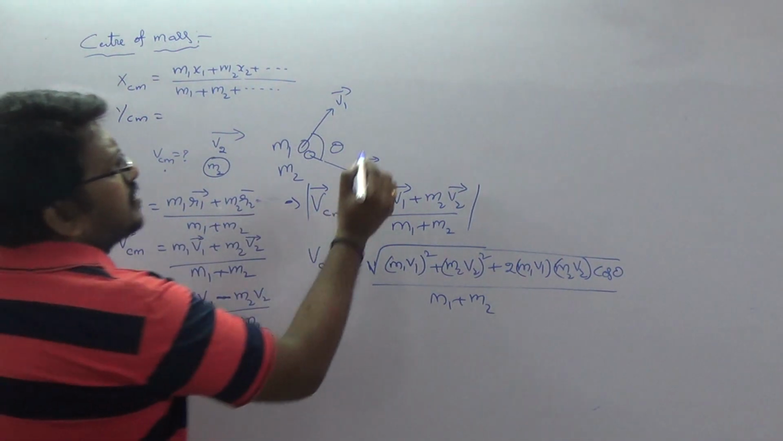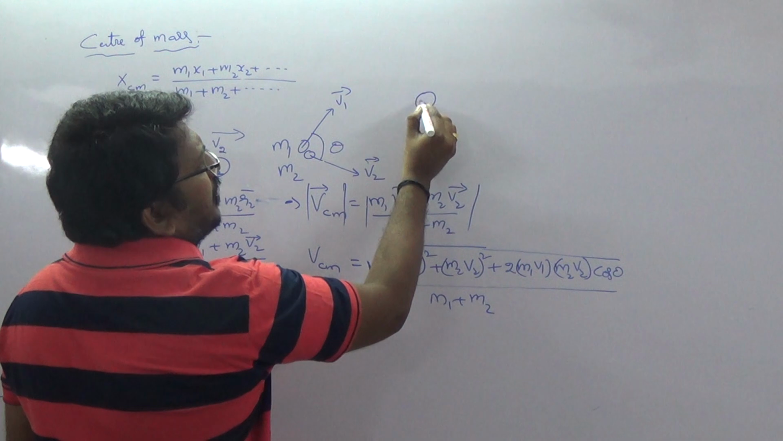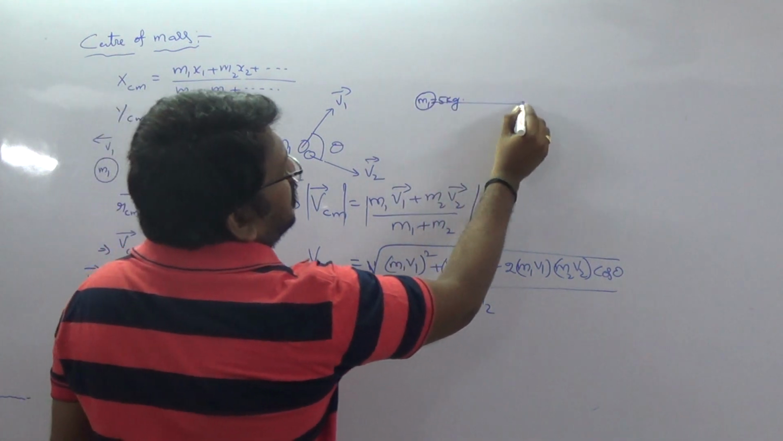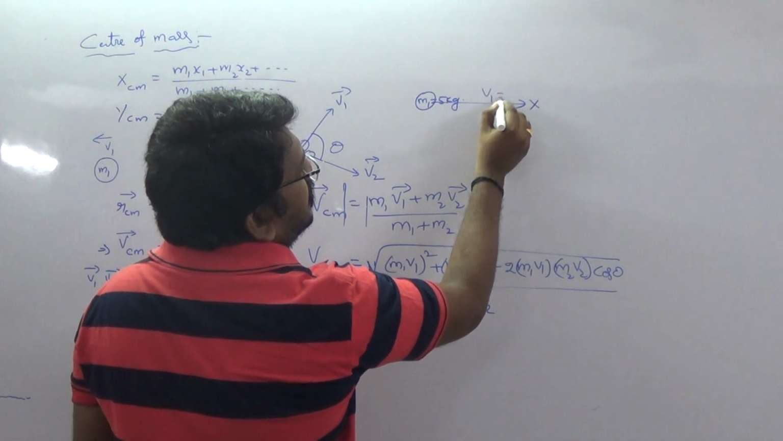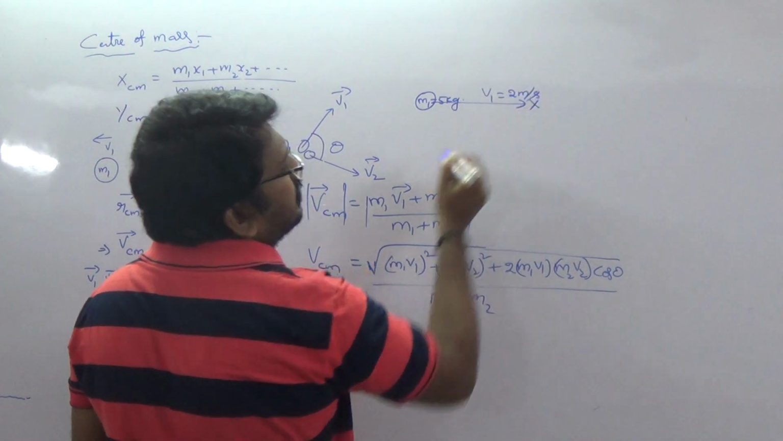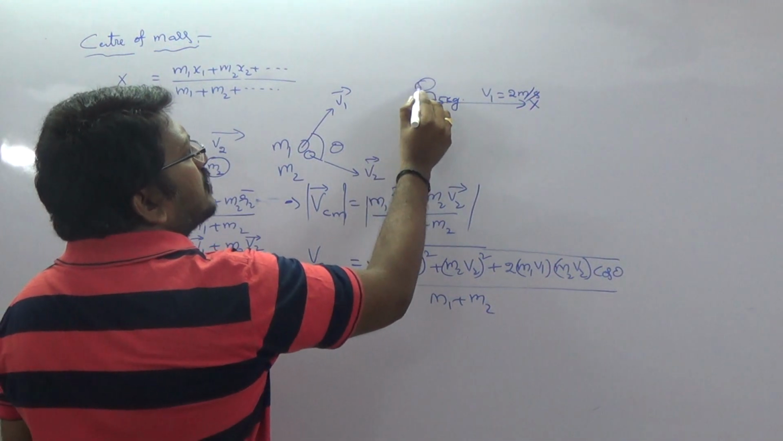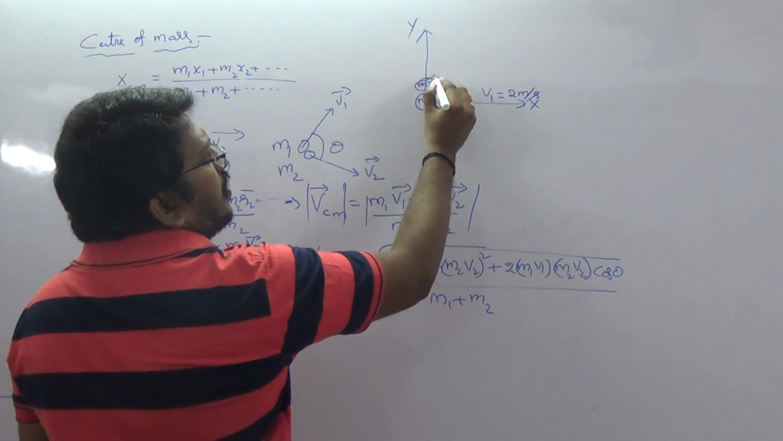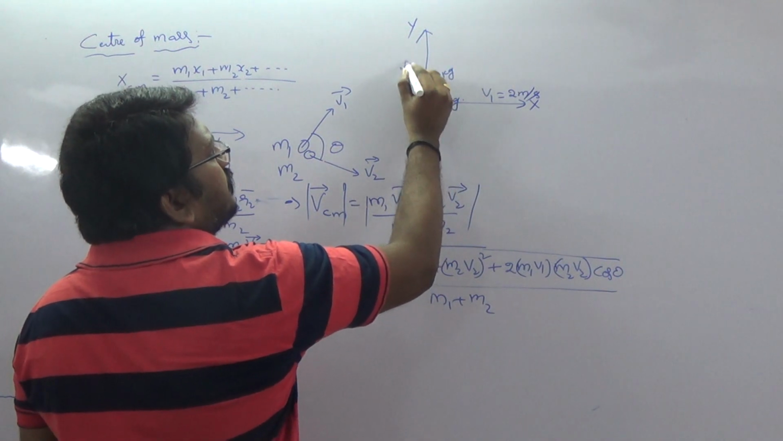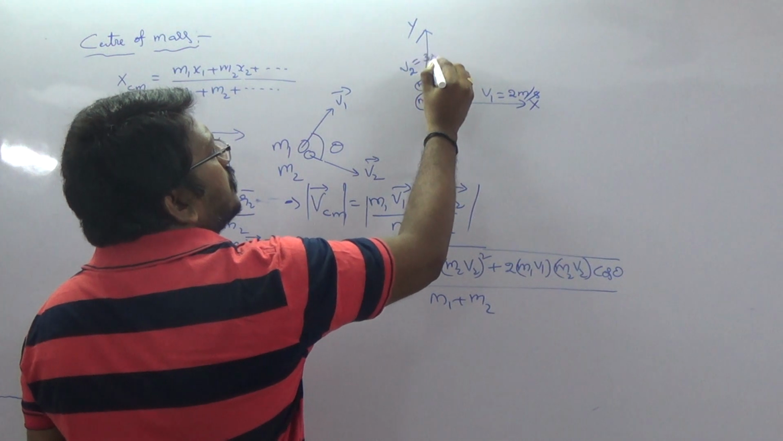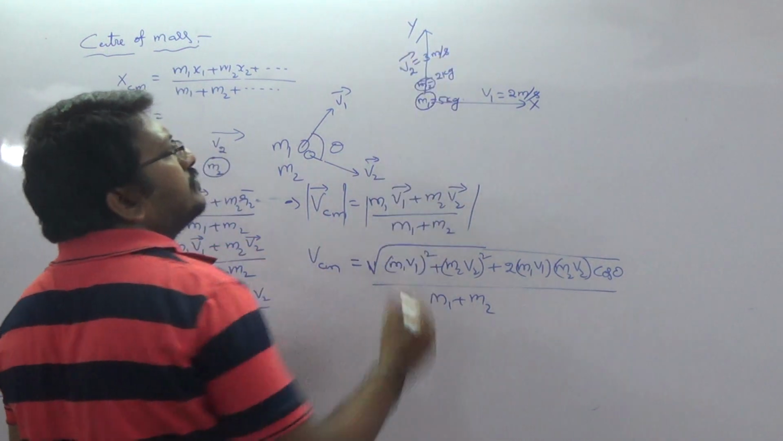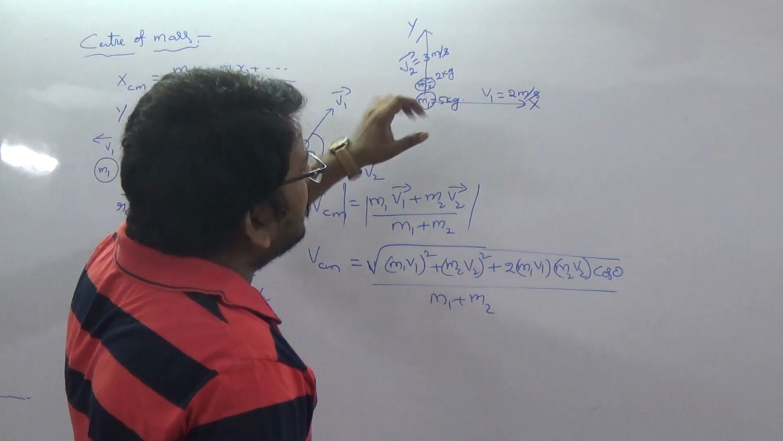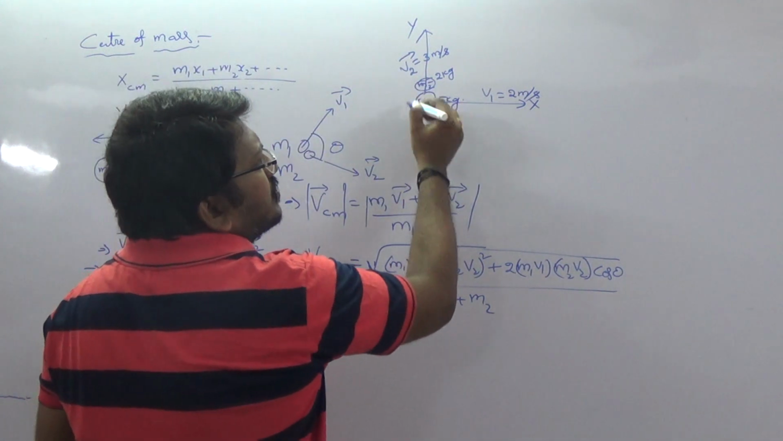For example, just consider the problem. A particle of mass m1, 5 kg, is moving along the x-axis with velocity 2 meter per second, and one more particle of mass m2, 2 kg, is moving along the y-axis with velocity v2 equal to 3 meter per second. First particle moving along the x-axis, second particle moving along the y-axis. Then what is the velocity of the center of mass of this system?